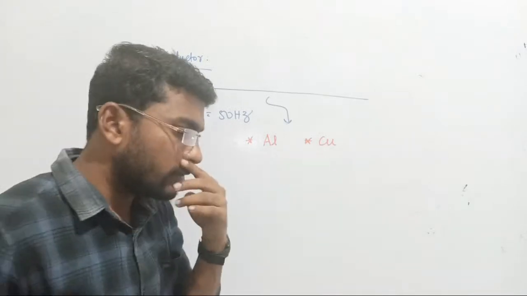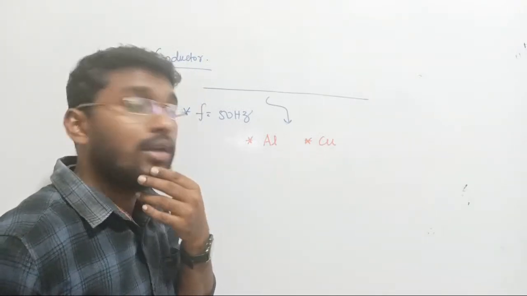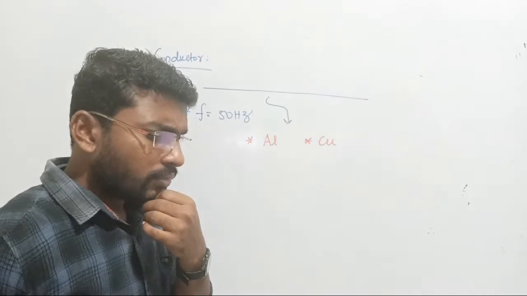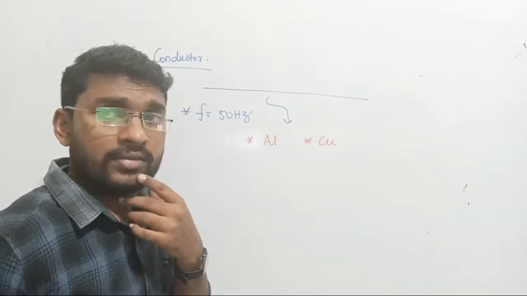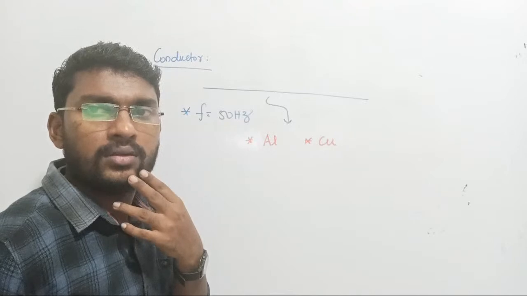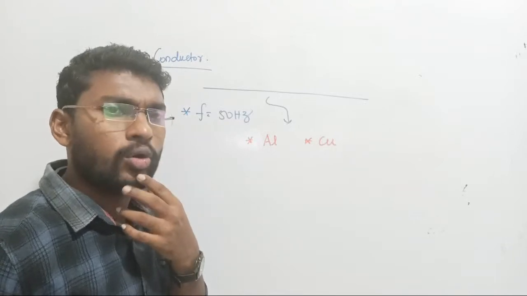So what is the difference between these two? Why in the transmission line are we using aluminium conductors? Especially in the transmission line we have a big loss. That loss is called corona loss. You might be hearing that term, corona loss, corona.